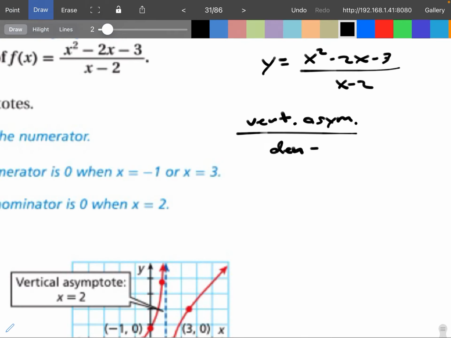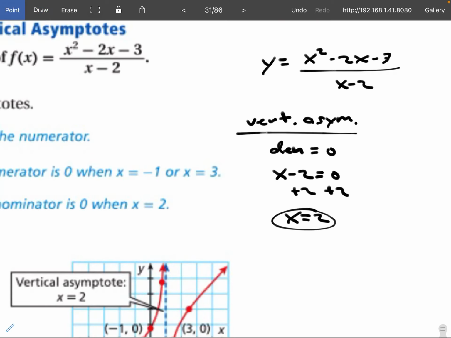So we're just going to set the denominator of that rational function equal to 0. So we're just going to set x minus 2 equal to 0, solve that, and we get x equals 2. Well, that's our vertical asymptote then. It's the value that we cannot plug in right here for x that would cause division by 0.